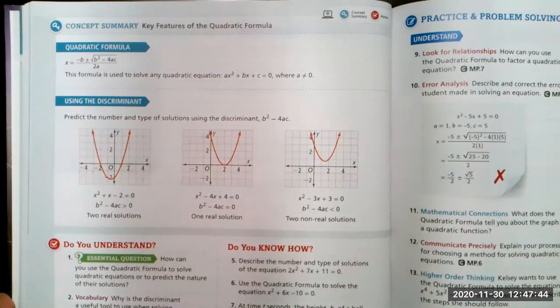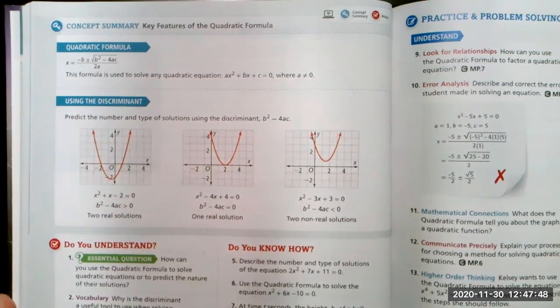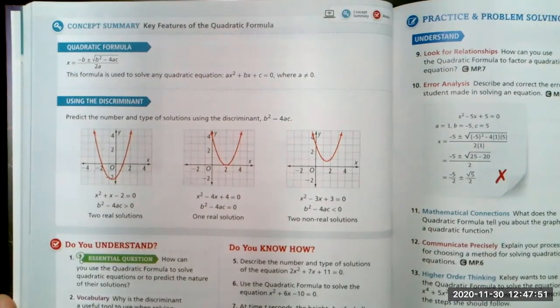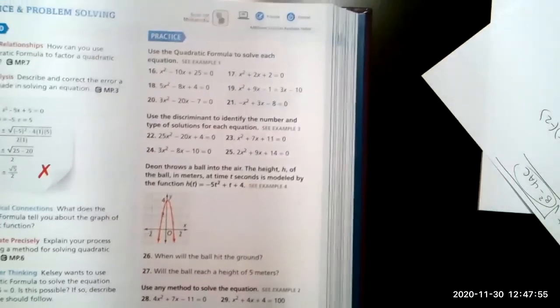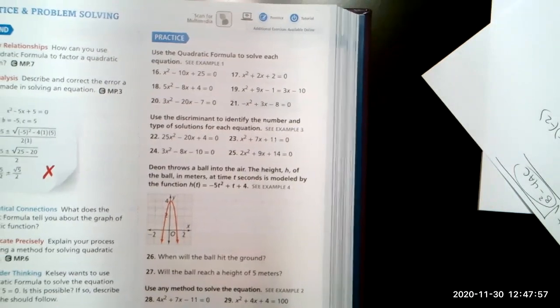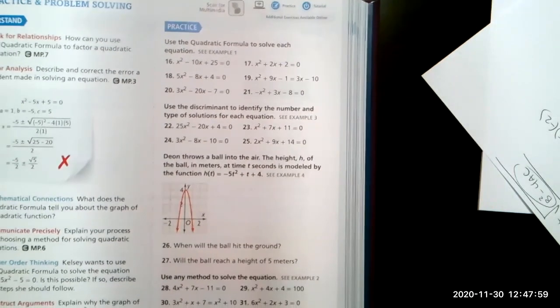How long are we into this? I think I'll go ahead and pause this and break this up into 2 videos because we're already at 43 minutes. So we're going to jump into the practice problems. Not a ton of them. I guess we'll go through all the practice problems today, 16 through 34. So be on the lookout for that in part 2.